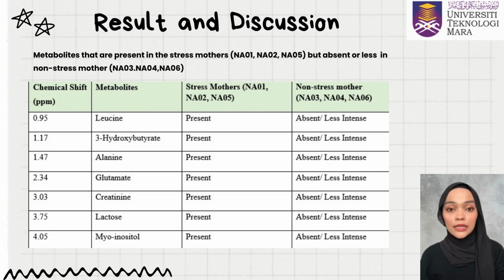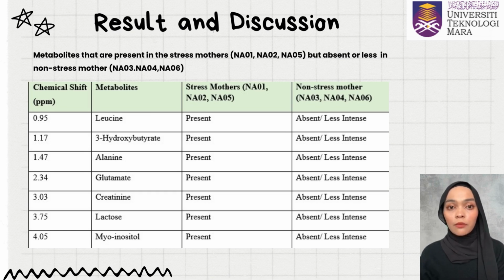The next metabolite is alanine. The chemical shift range is 1.45 to 1.50 ppm. Alanine is involved in glucose metabolism and energy production. The higher concentration of alanine in the milk of stressed mothers may reflect alteration in amino acid metabolism induced by stress. Alanine can be converted to glucose in the liver, providing a quick energy source for the infant. These metabolites, increased in milk, will help maintain the infant's energy balance during maternal stress.